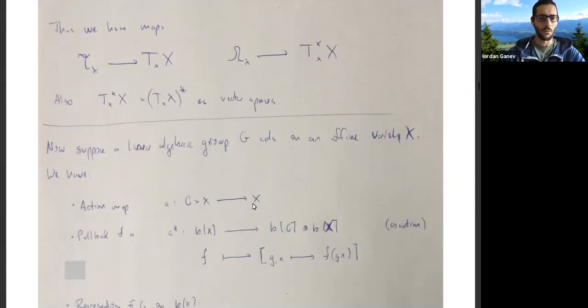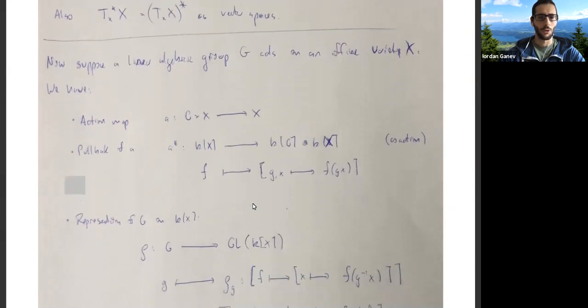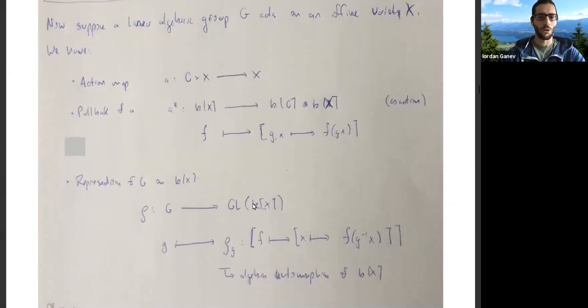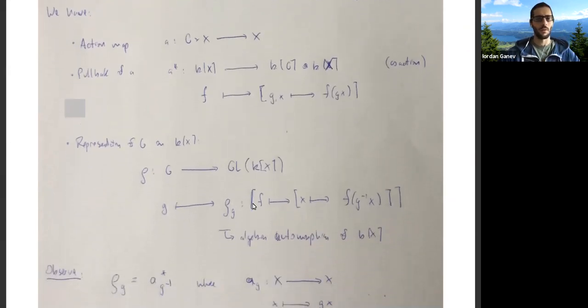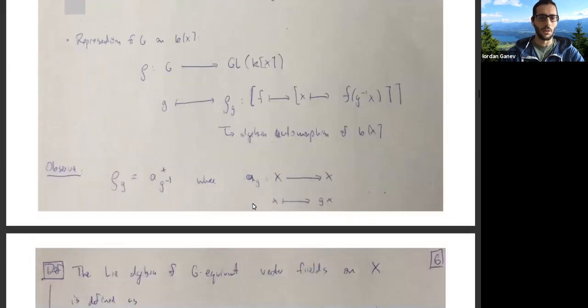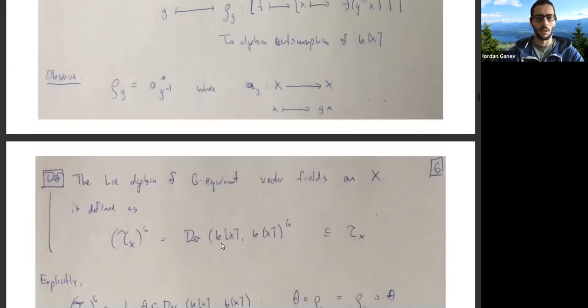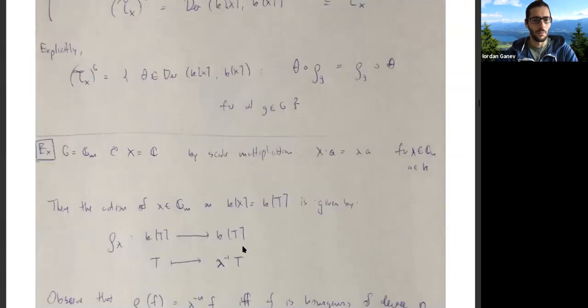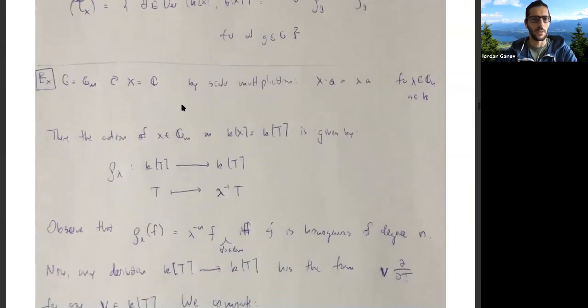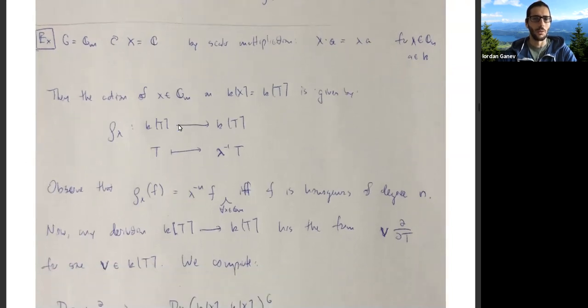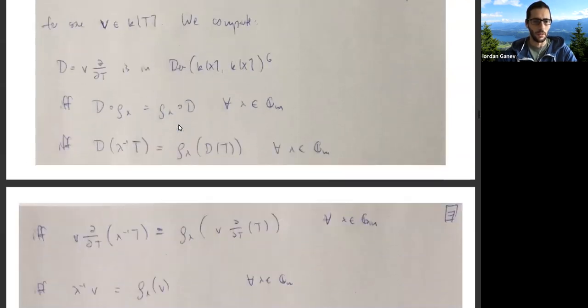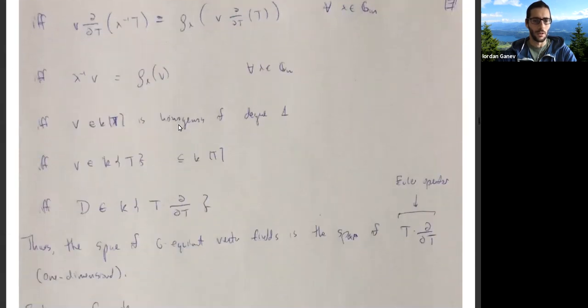And we saw that if we have a linear algebraic group acting on an affine variety X, then there's a notion of a G-equivariant vector field. So these are the vector fields that commute with the action of G on the affine algebra. And we had the example of G_m acting on K, and we computed what the equivariant vector fields are in that case.